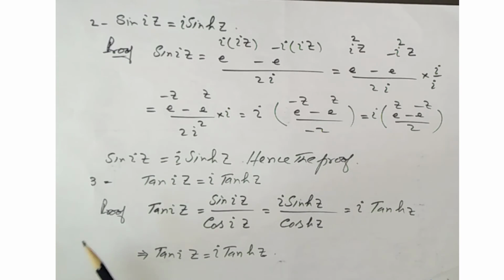Similarly, the third formula is tan iota z equal to iota tan hyperbolic z. Tan iota z equal to sin iota z divided by cos iota z, and sin iota z equal to iota sin hyperbolic z, and cos iota z equal to cos hyperbolic z. So this is sin over cos, and this becomes tan hyperbolic z. So it is proved that tan iota z equal to iota tan hyperbolic z.